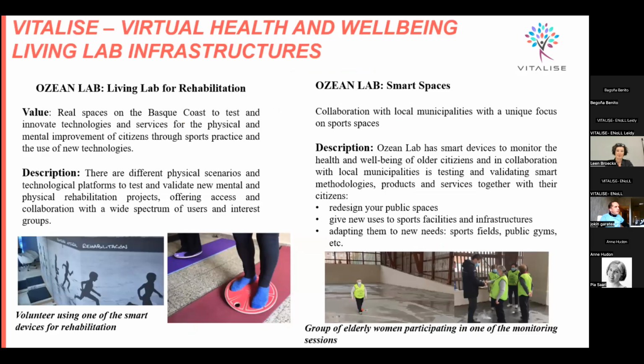So in VITALISE, we have used two different living labs. One is related to rehabilitation, and another one is related to smart spaces with sports and cultural spaces. It's not just for sports, it's also for culture. And we have this kind of approach in these focused spaces that we are working. As you can see here, today we have also been working with elder people in order to develop projects for the needs or problems that they are having related to their well-being. Next one, please.